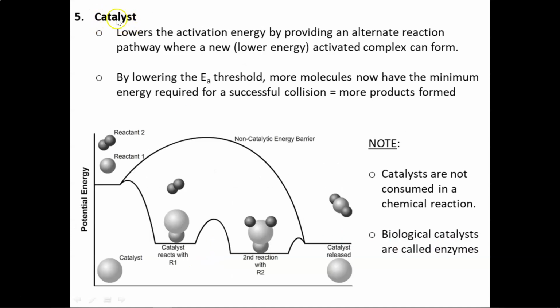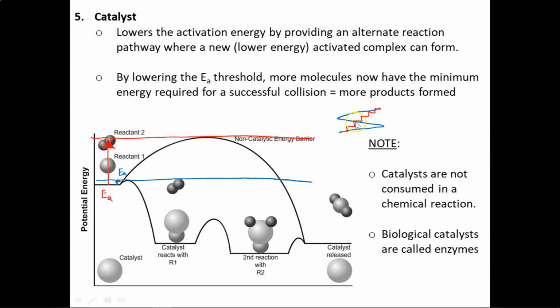Finally, the use of a catalyst has an effect upon the rate of a reaction. Typically, catalysts work by lowering the activation energy and providing an alternate reaction pathway where a new, lower energy activated complex can be formed. So without a catalyst, you need this much activation energy to overcome the activated complex. But with a catalyst, we are provided with an alternate reaction pathway, one with a much lower activation energy.